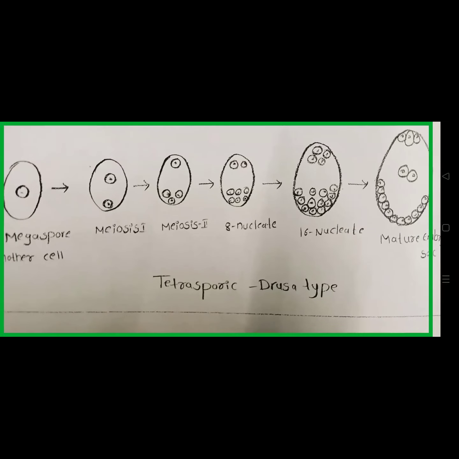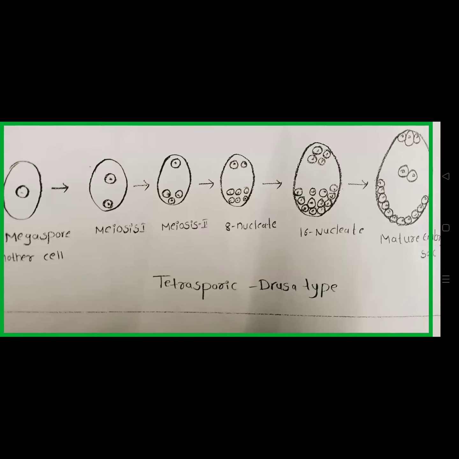But in the peperomia type, 8 polar nuclei. In the pinia type, 4 polar nuclei. 3 triads antipodals are present in the pinia type. And coming to the drusa type, in the drusa type, totally 16 nucleate, but the arrangement is different.